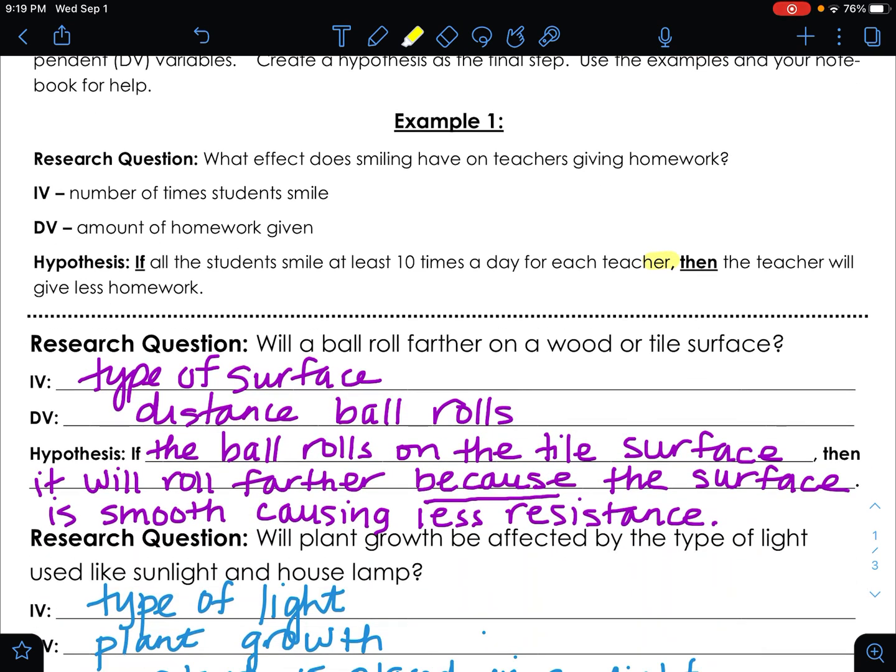All right, so our first question is, will a ball roll farther on a wood or tile surface? What is it that we are purposely going to change here? It is going to be the type of surface. You'll notice this time the independent variable is at the end of the sentence. So it doesn't necessarily have to be the very first thing you come across in your testable question. It could be at the end. All you have to do is think about what is it that we're changing, okay?